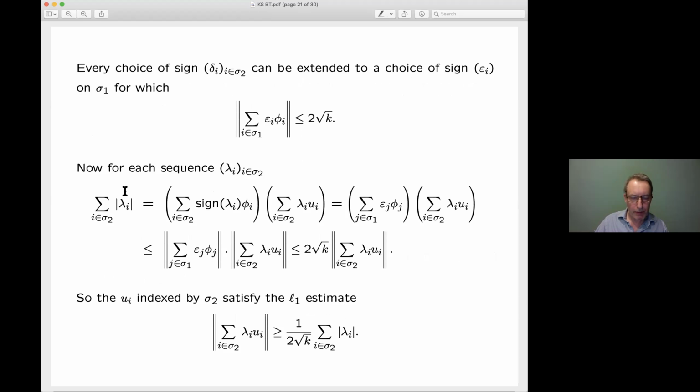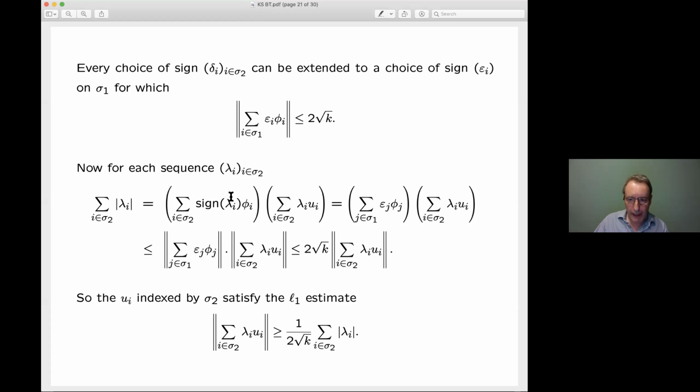the L1 norm, remember I want to get a lower L1 estimate, so I want to understand how this L1 norm is related to the norm of the linear combination of the U's. Of course, I use the bi-orthogonal functionals as a functional to test the norm of this combination. So I know that I can write this L1 sum as this vector applied to this one, because the sign lambda I times lambda I is the absolute value, and then phi I ui is 1, and phi I uj is 0 if I and j are different.